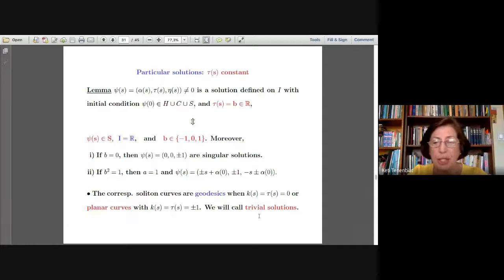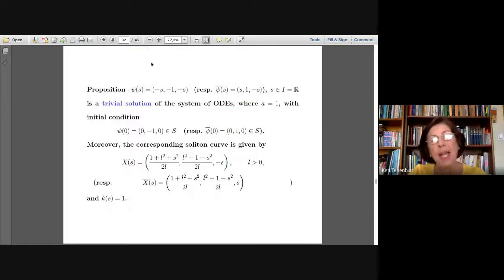I just want to tell you that in this case here, we can explicitly give the curves. So in the case B equal to plus or minus 1, considering alpha of 0 to be 0, then you have psi of s given by that. And this is a trivial solution of the ODE with this initial condition (0, -1, 0). And you can integrate, because you see, once you have the ODE, you still have to integrate in order to get the curve X. Yeah? So in this case, you can explicitly integrate. These are planar curves, and the curvature is 1.